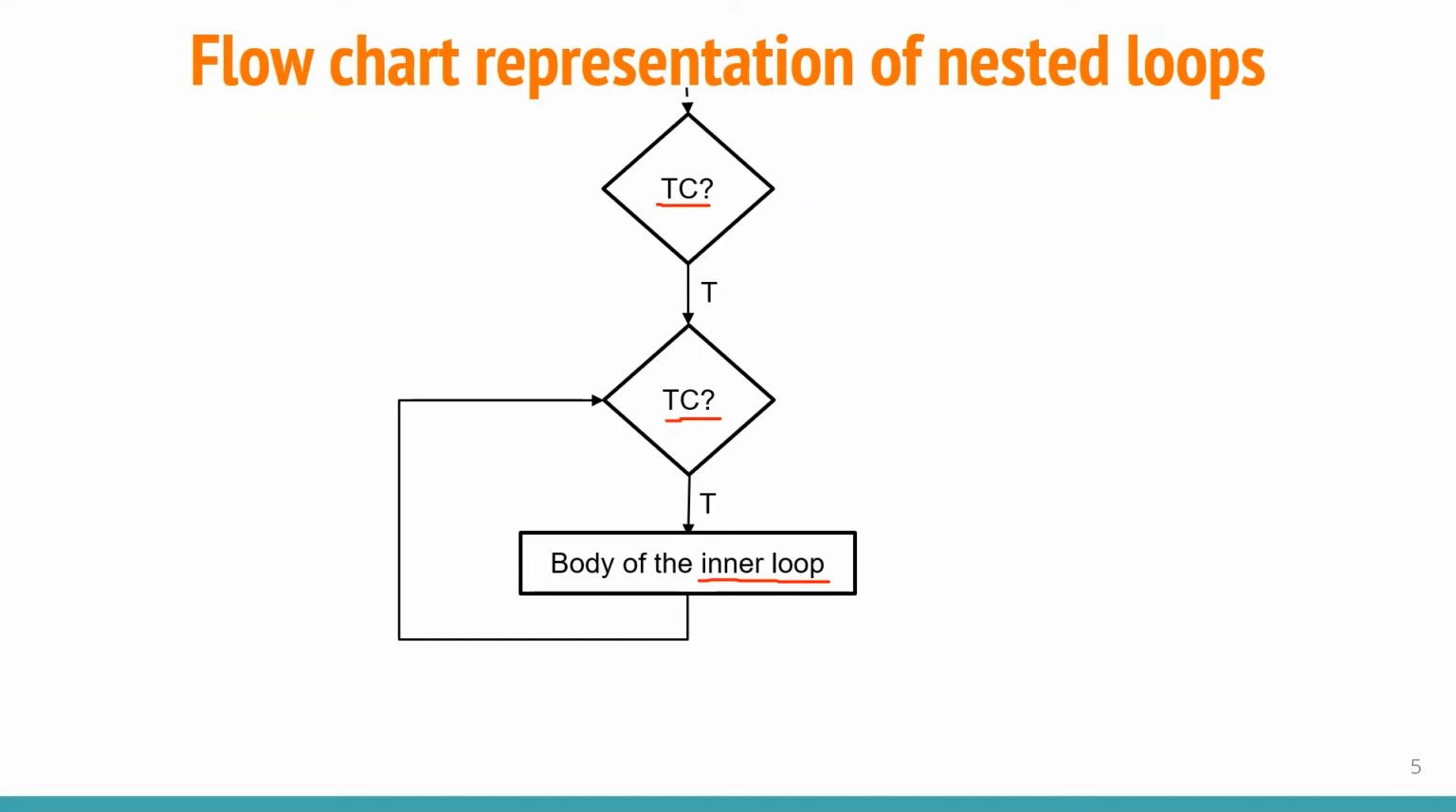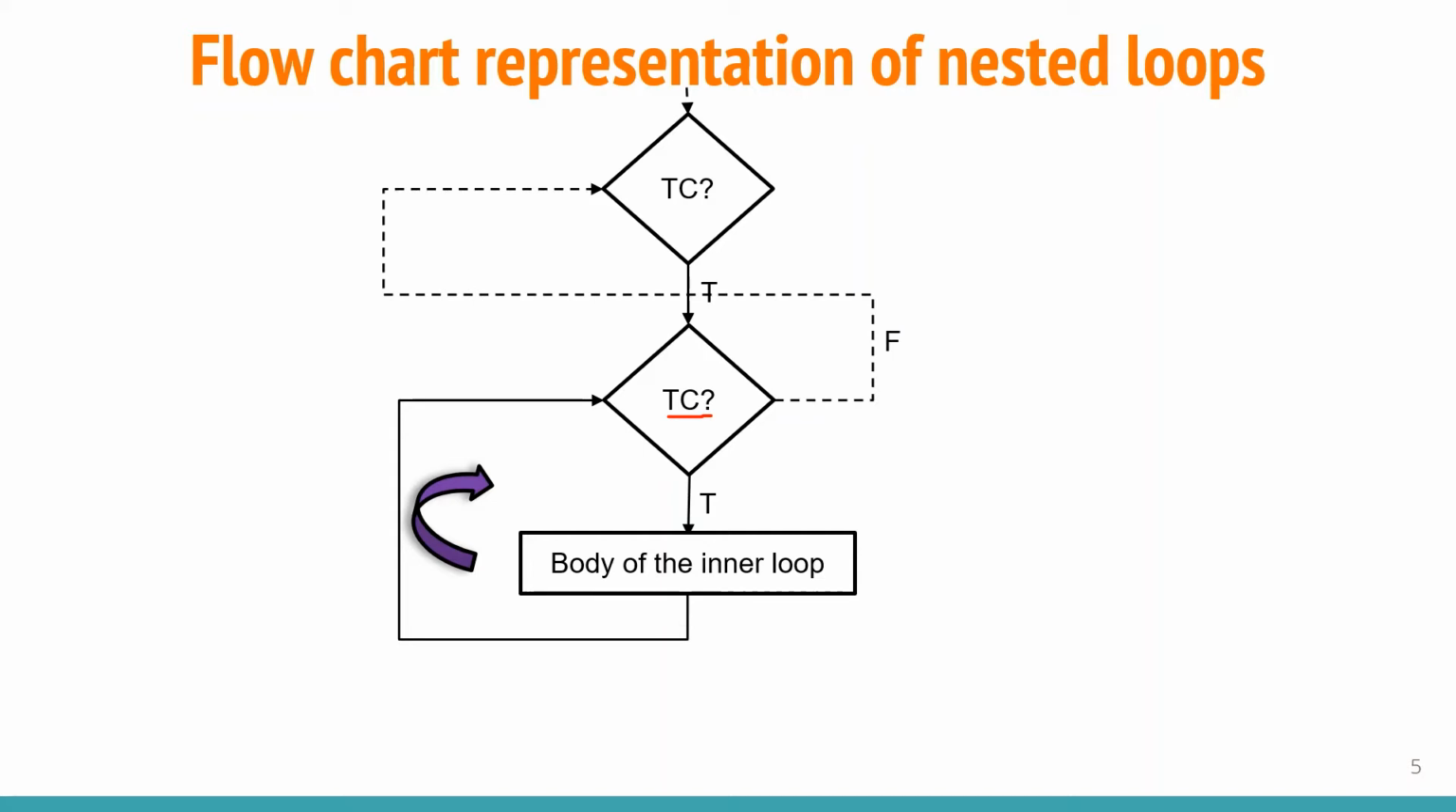So when the body of the inner loop gets executed, it again checks the test condition of the inner loop. This goes on till the test condition of the inner loop becomes false. Now what happens when the test condition of the inner loop becomes false? The control goes to the outermost for loop and checks the validity of the test condition.